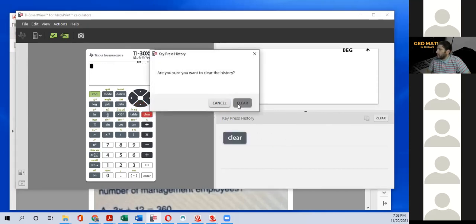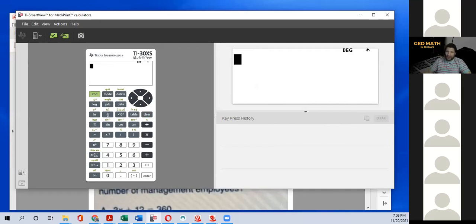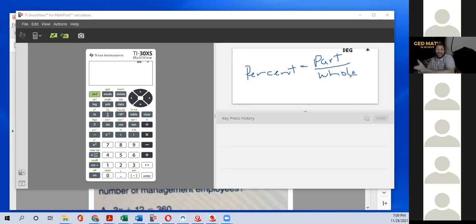There we go. This is what you have to remember about percents on any exam. There's several formulas that you need to know. First of all, percent is equal to part over whole. You have to know these because this is what's going to tell you what formula you need to figure out your percent problems. Percent equals part over whole.